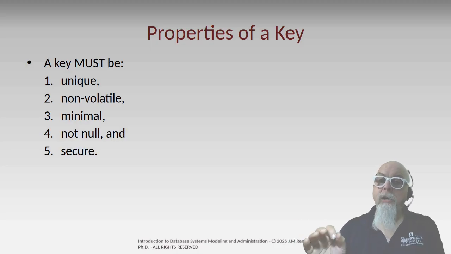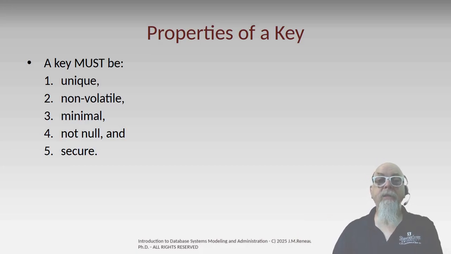To be a good key, to uniquely identify a single instance of an entity, a key must be unique, non-volatile, minimal, not null, and secure. And I'm going to go through each of those 5 properties individually.